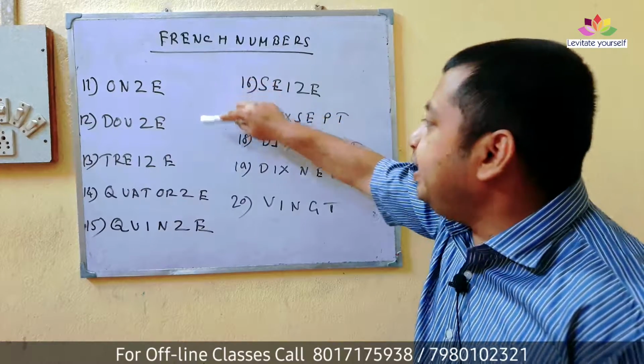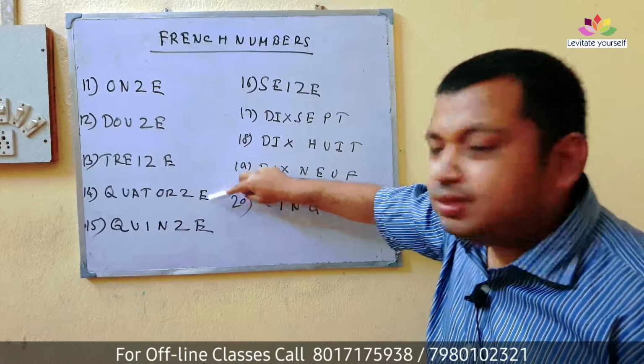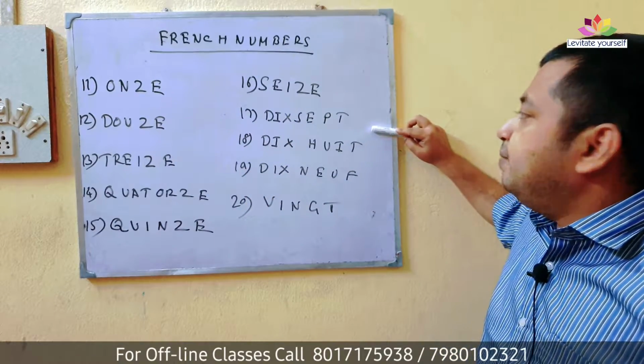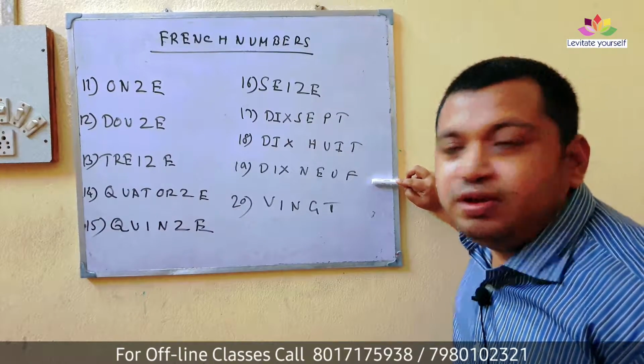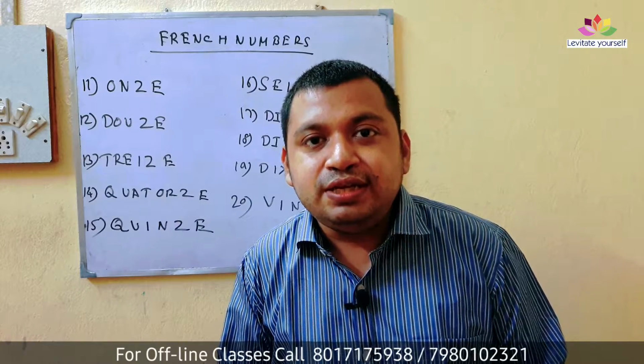Number 11 onze. Number 12 douze. Number 13 treize. Number 14 quatorze. Number 15 quinze. Number 16 seize. Number 17 dix-sept. Number 18 dix-huit. Number 19 dix-neuf. Number 20 vingt. Now next we will learn from 21 to 30.